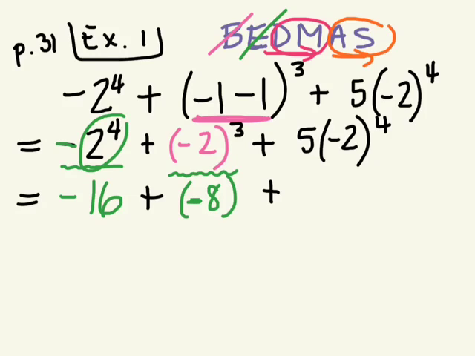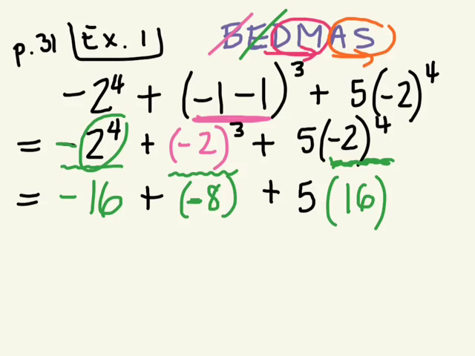Plus, okay, so we know that this reads 5 times -2 to the power of 4, but I don't want to do my multiplication yet. I need to finish off with my exponents. So what is -2 to the power of 4? Positive or -16? Good. So it's actually 5 times -2 to the power of 4 is positive 16.